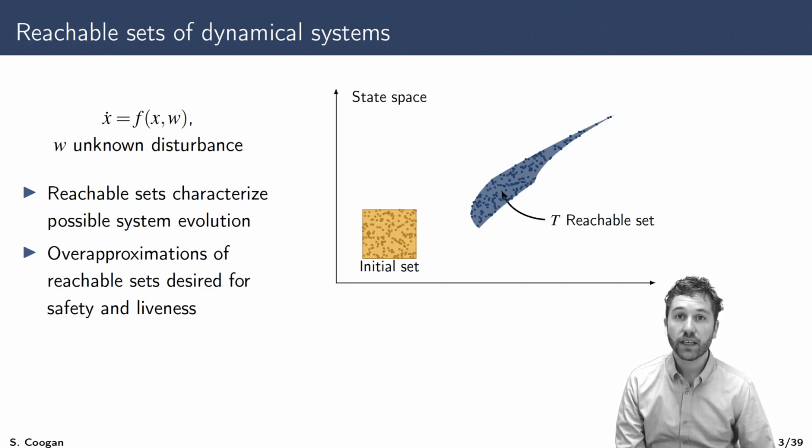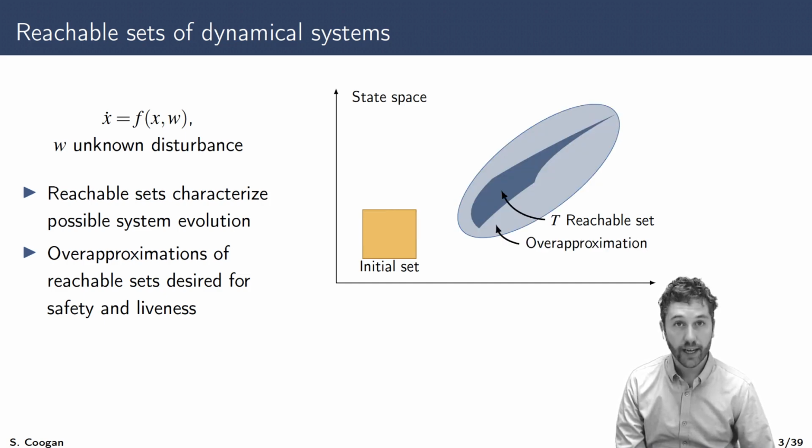If we consider a set of initial conditions and all possible final states over time horizon t under all possible disturbance inputs, we call this resulting set the T reachable set for the system. It is generally quite challenging to compute exact reachable sets, and therefore we are often interested in obtaining an approximation of the set. Here's an example of an ellipsoidal over-approximation of the reachable set.